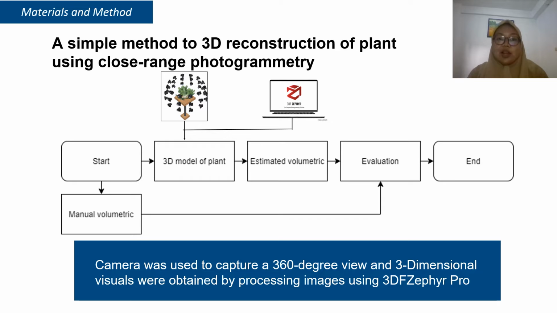In this slide, I will explain the schematic diagram for the process of 3D reconstruction of plants using close-range photogrammetry. We will take photos of the plant using a DSLR camera. Then we process the photos using 3DF Zephyr for the 3D reconstruction. After the photos are processed, we will get the estimated volume and we can proceed to the evaluation. And we can compare estimated volume and manual volume.